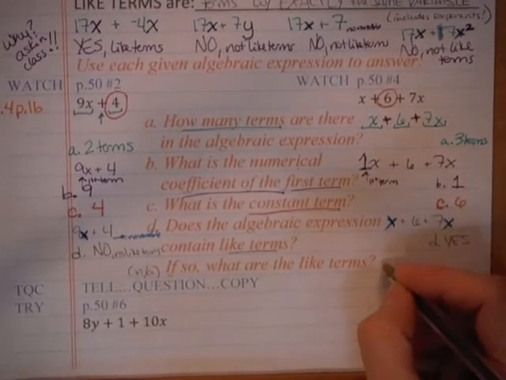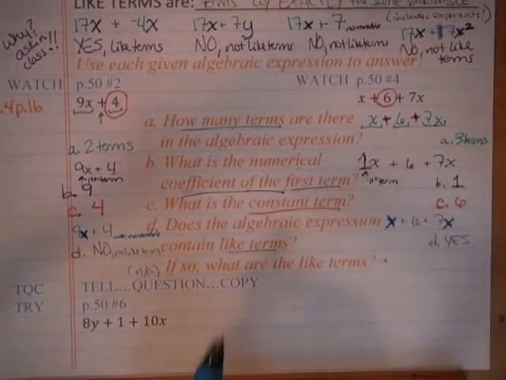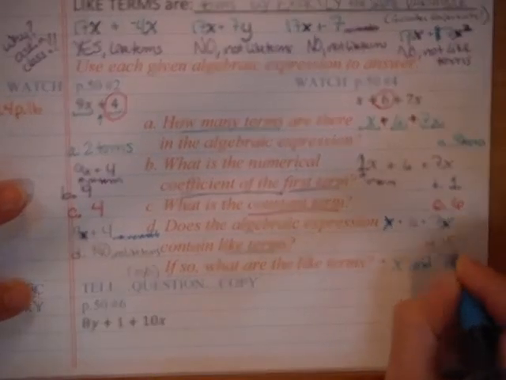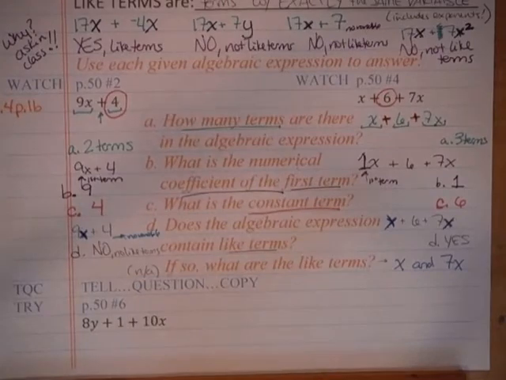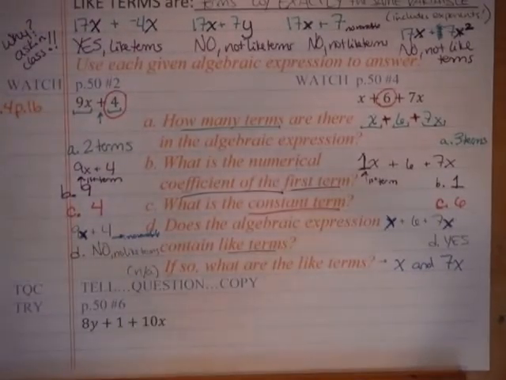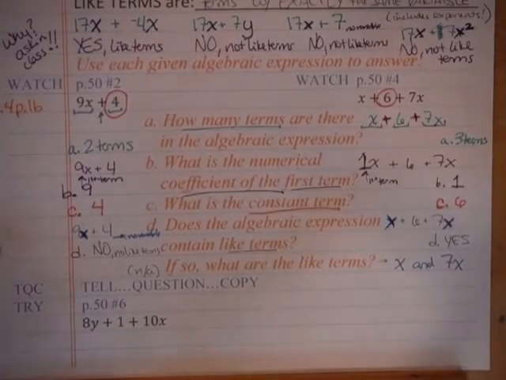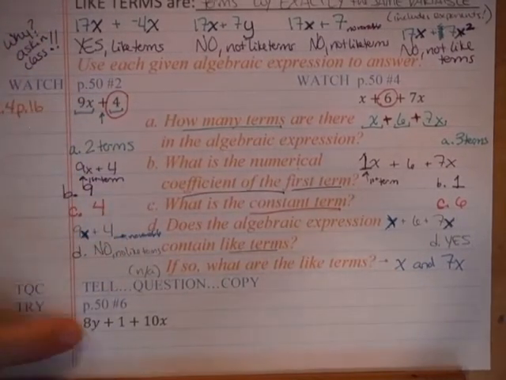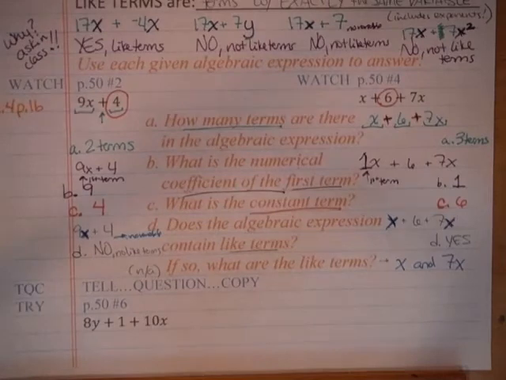And if so, what are the like terms? Well, they are going to be x and 7x. Okay, if we were to combine that, we would end up with 8x, and we'll practice that a little bit too. Here is one for you to try. You're going to answer all 4 of those questions with this one, number 6, and we'll be back.